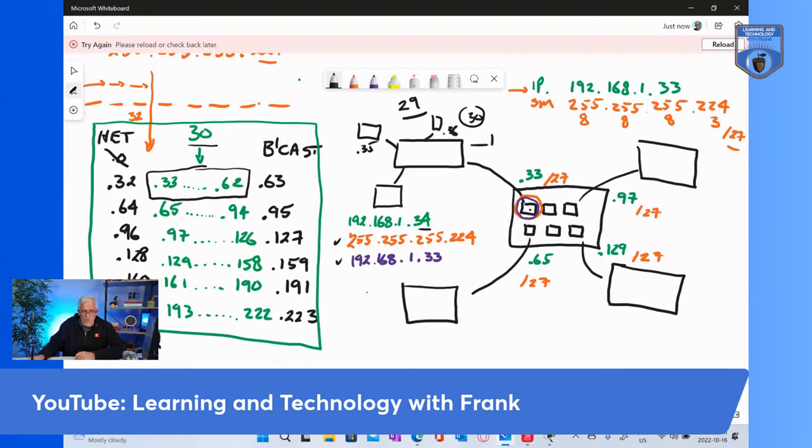And then I have a printer and it needs an address. Normally with the printer, I'll put it at the high end, .62. And I have maybe a server on there and that server is going to be .61, right? So that's a common way of doing things.